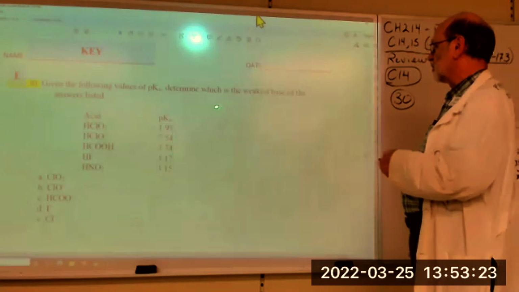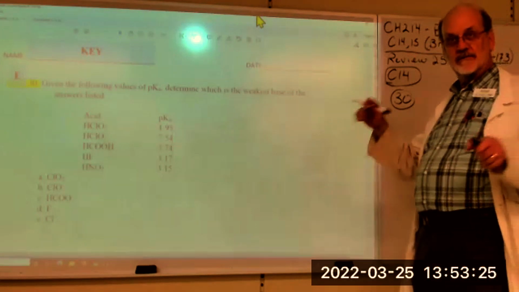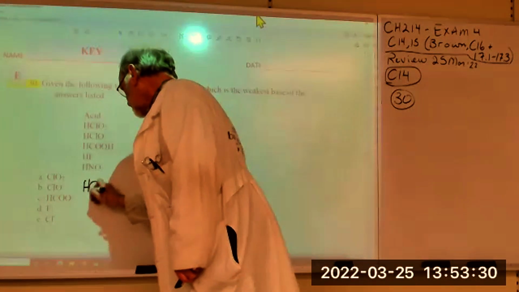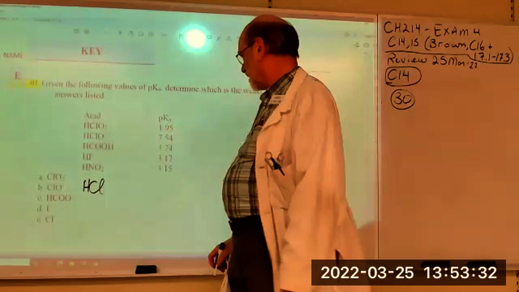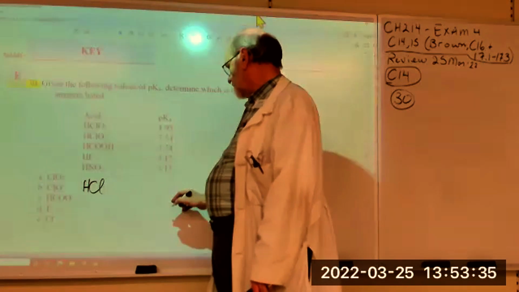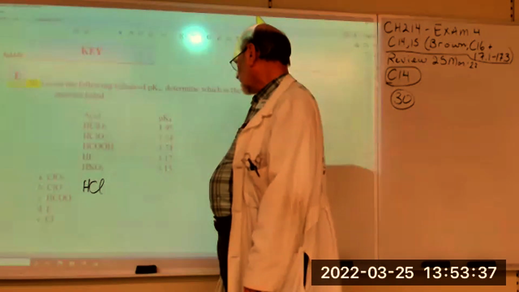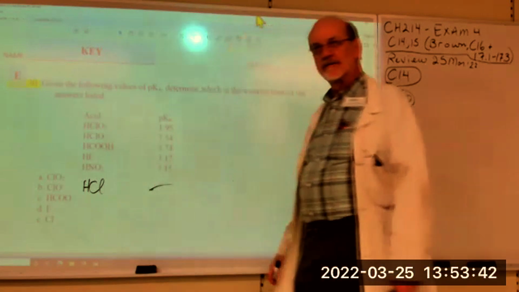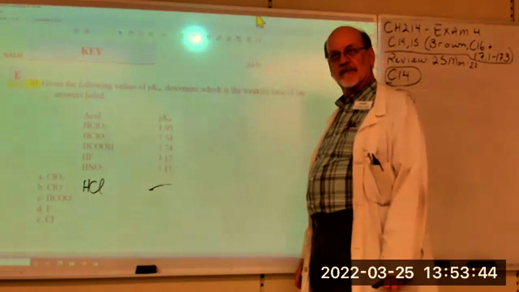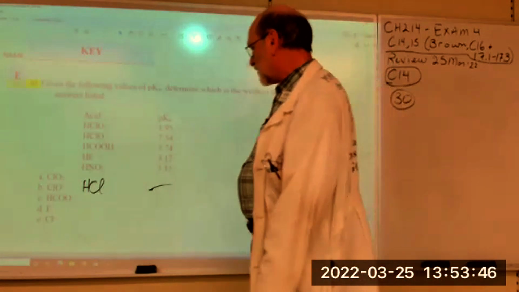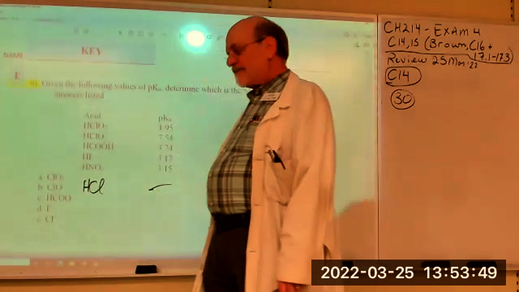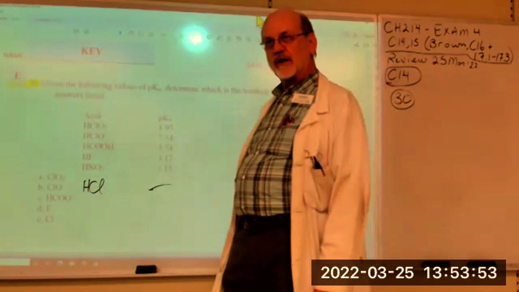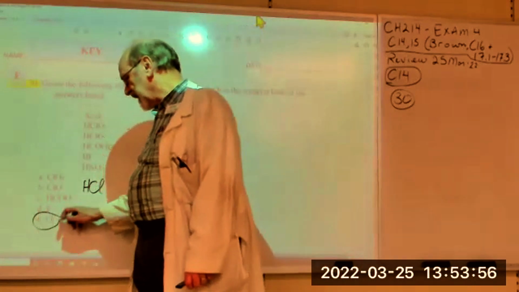Given the following, determine which is the weakest base. Oh, trick question. We left out that one, which has a pKa of, doesn't matter. It completely dissociates. There's no equilibrium involved. So it produces a chloride ion that has no interest whatsoever in taking a hydrogen from water. So that's why this is the answer.